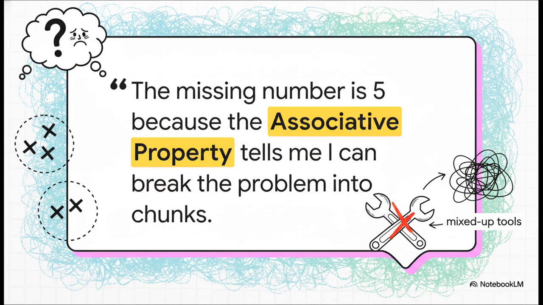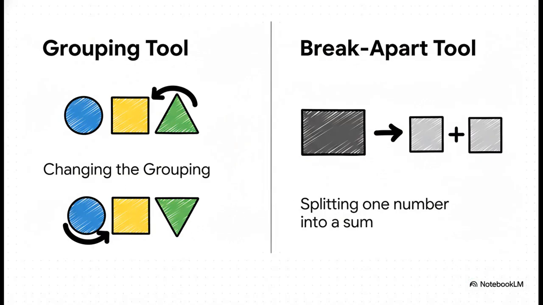So, Farouk is thinking, "The missing number is 5 because the associative property tells me I can break the problem into smaller chunks, so I just changed the grouping." He's using some of the right ideas, but he's definitely mixed up his tools. Do you see it? Let's look at this side by side. The grouping tool, that's the associative one, is for when you have a long string of multiplications. The break-apart tool, the distributive one, is for when you split one number into a sum.